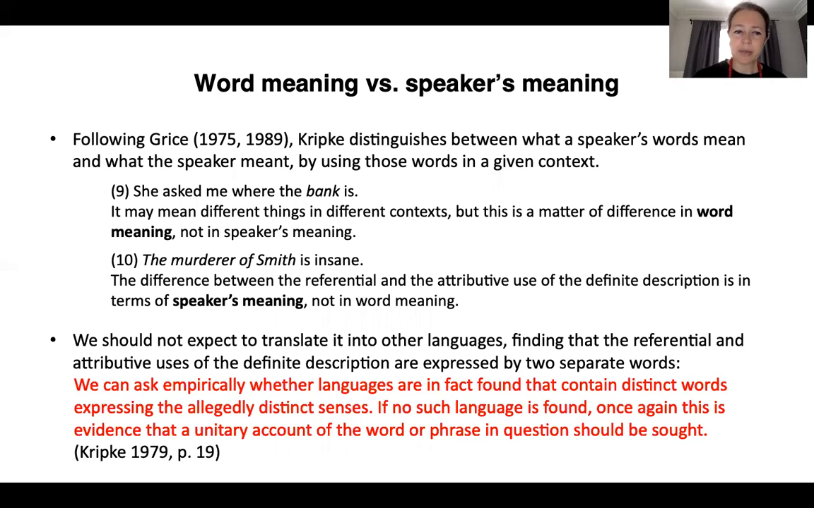So Kripke concludes that we can ask empirically whether languages are in fact found that contain distinct words expressing the allegedly distinct senses. If no such language is found, once again, this is evidence that the unitary account of the word or phrase in question should be preferred.